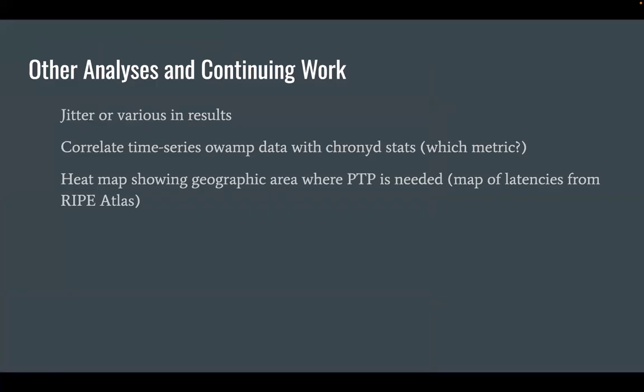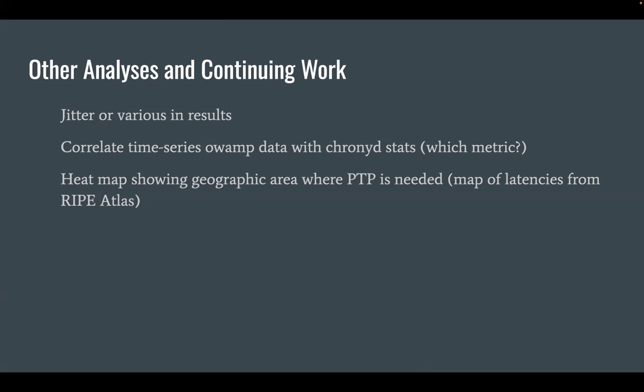So, what are some other analysis and continuing work I'd like to do or see others do or help with? I'd like to do an analysis of jitter relative to other metrics such as server temperature, because that's one of the biggest impacts on oscillator performance. I'd like to correlate the time series data that OWAMP provides with the time series data that cronid provides, because cronid, as I showed you before, provides a whole bunch of statistics which might have some interesting correlations pop out of it.